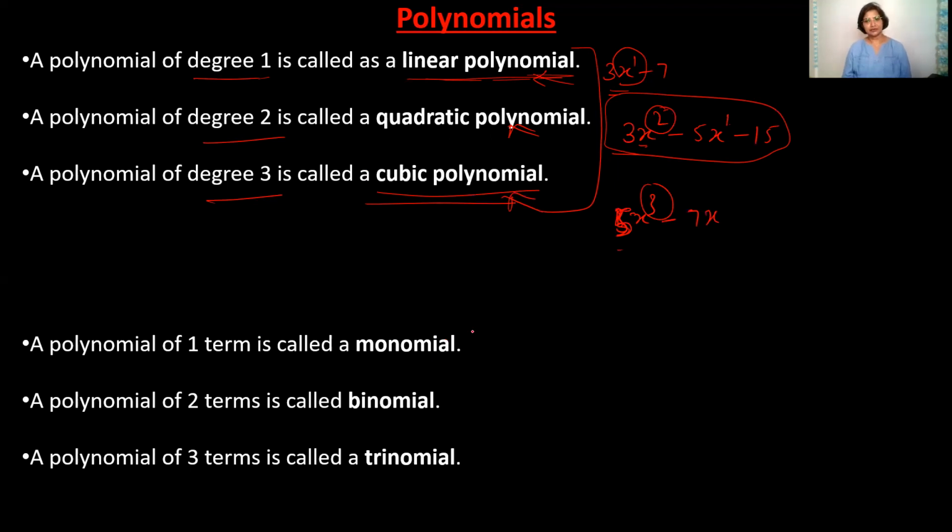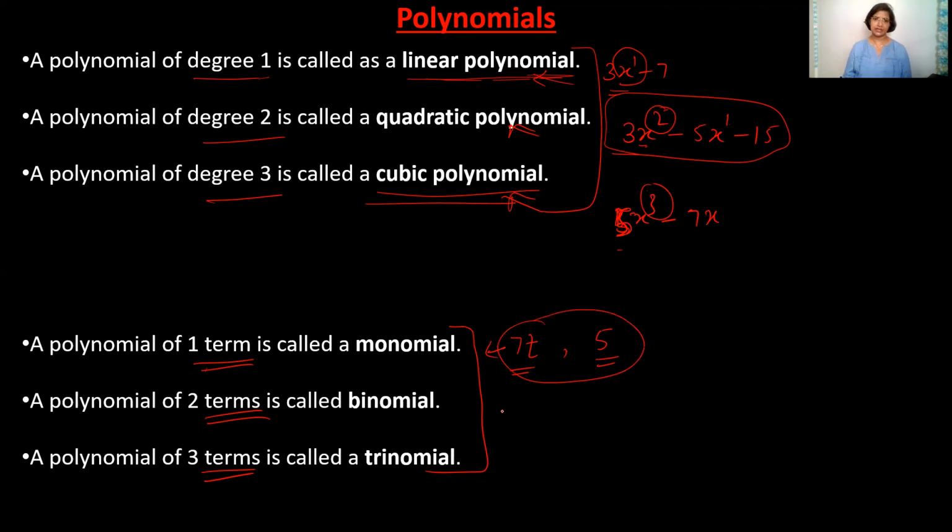Here is some terminology based on the terms of a polynomial. How many terms does that polynomial expression have? Based on that, these are the terminologies you have to remember. If a polynomial expression has only one term, this or this, right? This has only one term, this also has only one term. So this polynomial is a monomial, right?